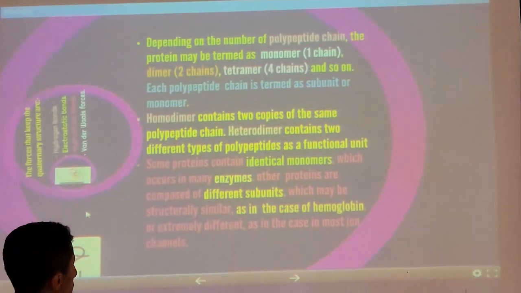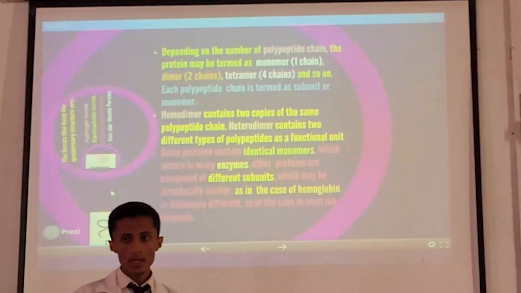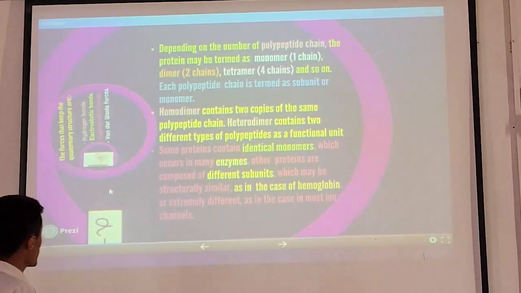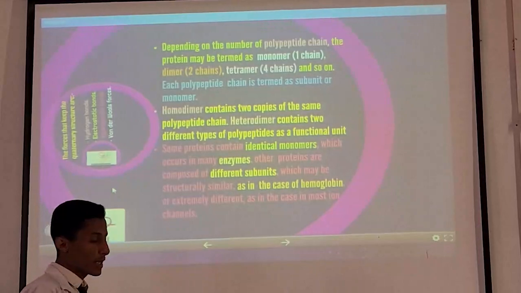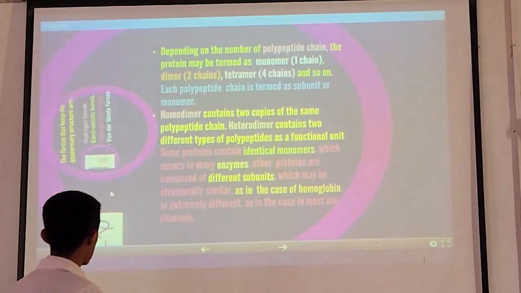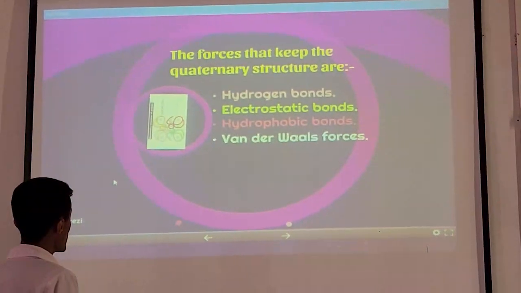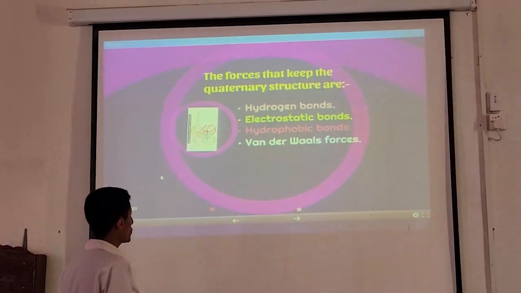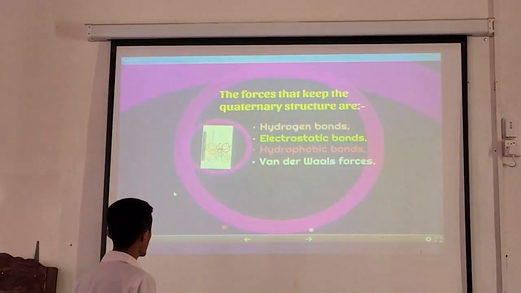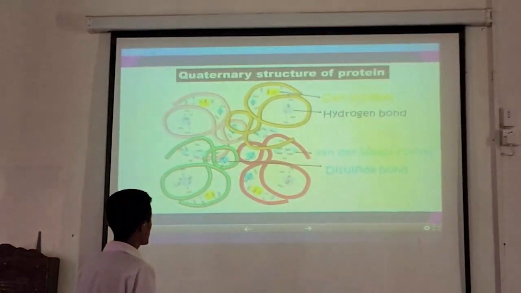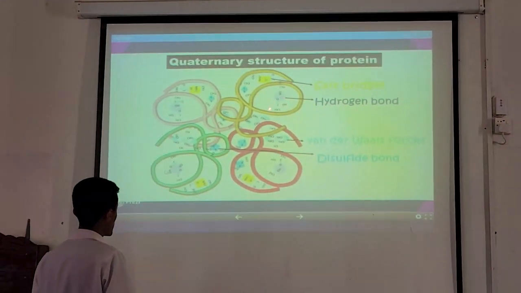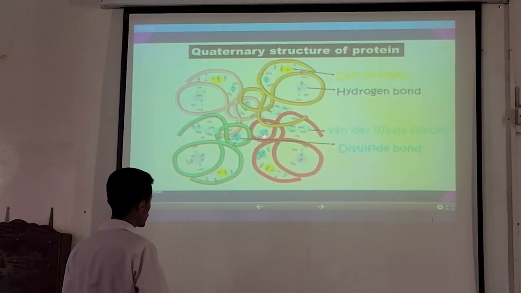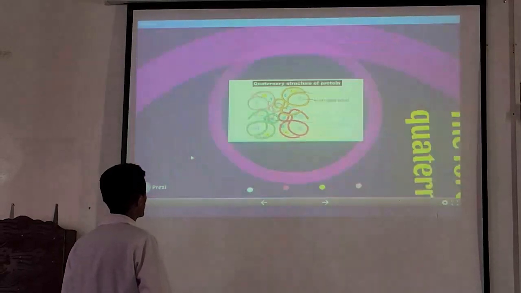Depending on the number of polypeptide chains that form the protein, we can term the protein a monomer if it has just one chain, a dimer if it has 2 chains, or a tetramer if it has 4 chains, and so on. The forces that keep the quaternary structure are hydrogen bonds, electrostatic bonds, hydrophobic bonds, hydrophilic bonds, and van der Waals forces. As we see in this picture, this is the hydrogen bonds, and this is the van der Waals forces, and the disulfide bond and salt bridges, which are ionic.